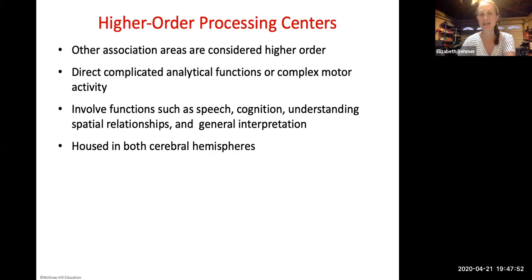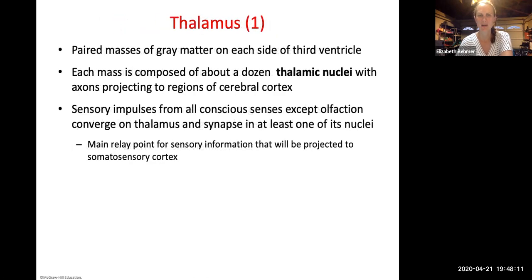Higher processing centers, other association areas, are considered higher order. They involve functions such as speech, cognition, understanding spatial relationships, and general interpretation. We could have a whole class on neurobiology and your brain. Okay, but let's get to the thalamus then.